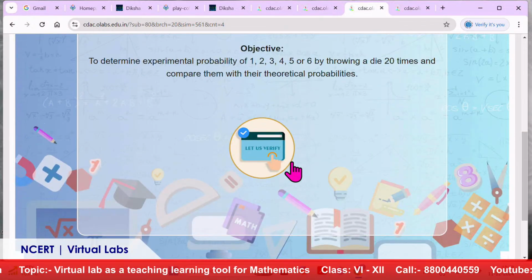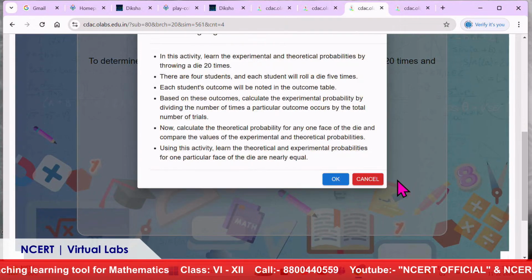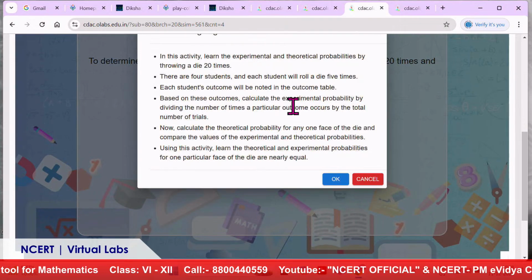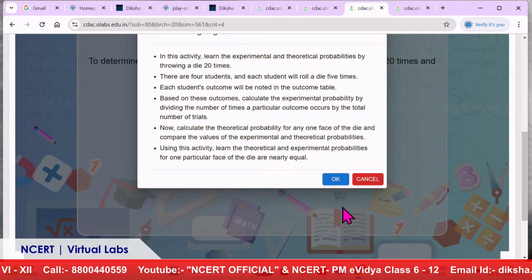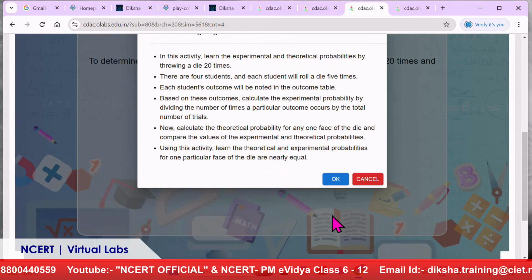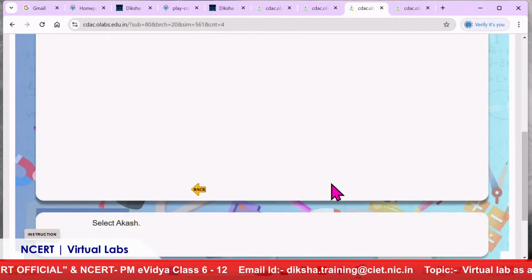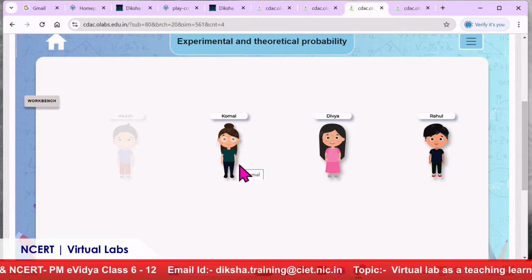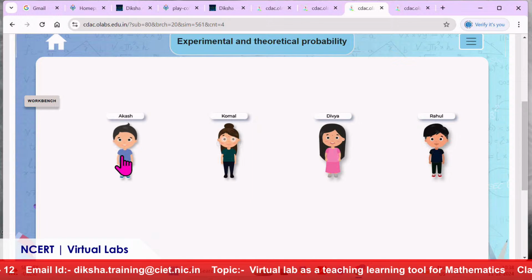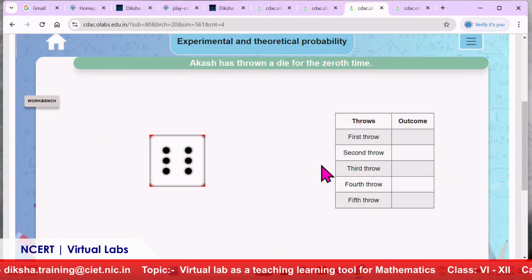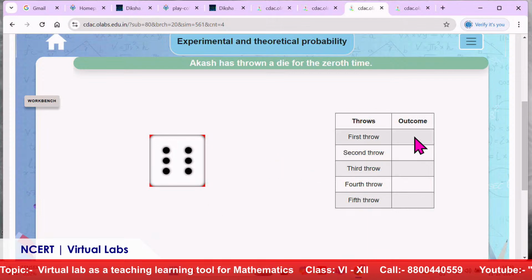Right. So this is basically an example of the collaborative learning that sir has already told us about. Yes. In this activity, they will learn the experimental and theoretical probabilities by throwing a die 20 times, and it is very difficult in the classroom to throw a die 20 times. So with the help of virtual labs, they can understand the concept. Here we can see that there are 4 students: Akash, Komal, Divya and Rahul. I am picking one of the students, Akash, and he will throw a die, and we will consider the observations we get.